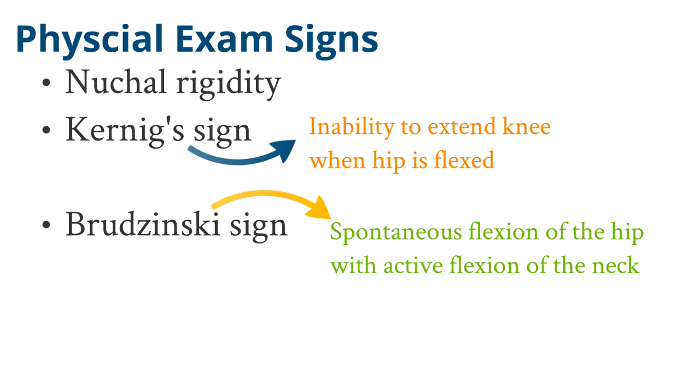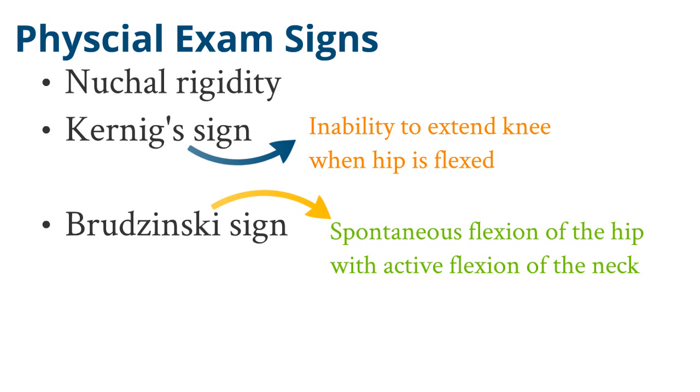So Koenig's sign is essentially when you have the patient flex their hip, and then when their hip is flexed, you try to extend their knee. You will see quite quickly that the patient will scream out in pain. The reason why is that both these signs are testing for inflammation of the meninges. And whenever the meninges are stretched, especially when they're inflamed, the patient will have a very quick pain response.